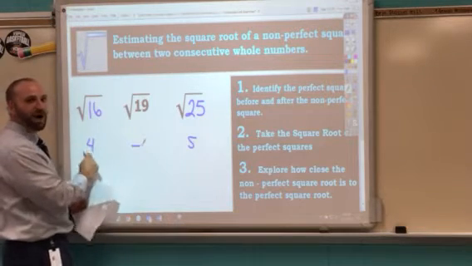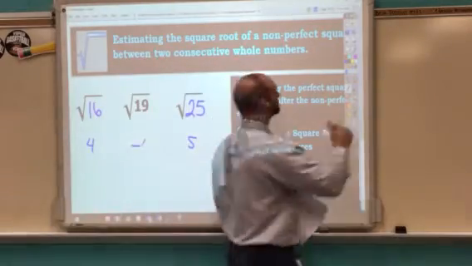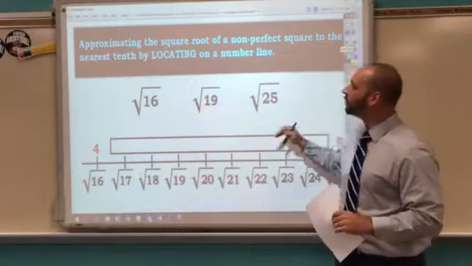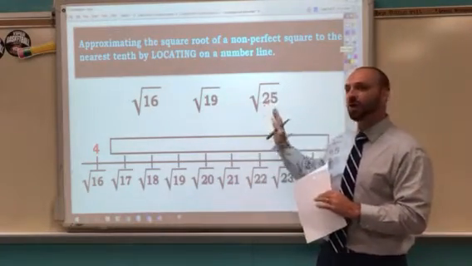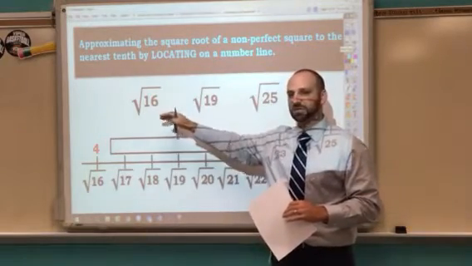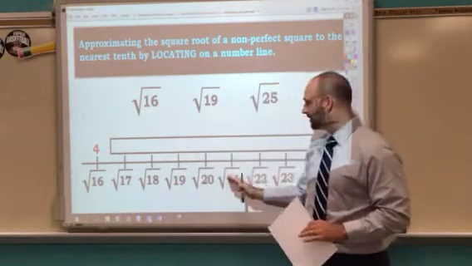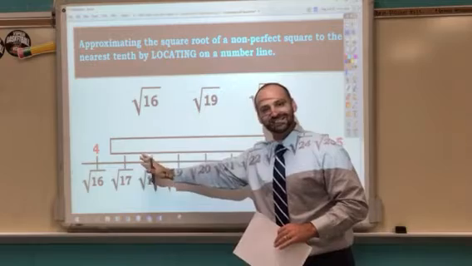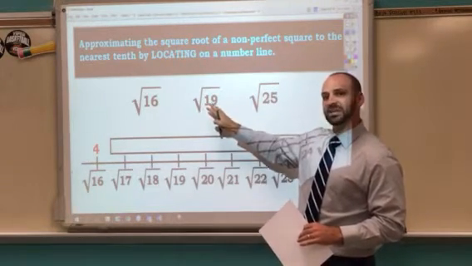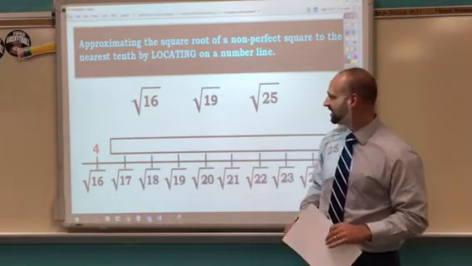Let's take a look at approximating this to the nearest tenth and getting a little bit closer. So here I've got a number line. And what I want to do now is see if I can locate the square root of 19. We already looked to see how close it was to the square root of 16 or the square root of 25. And so now I really want to start to get an idea. Is it halfway? Is it less than half? Or is it more than half? Like we said on the previous example, I think it's a little closer to the square root of 16.